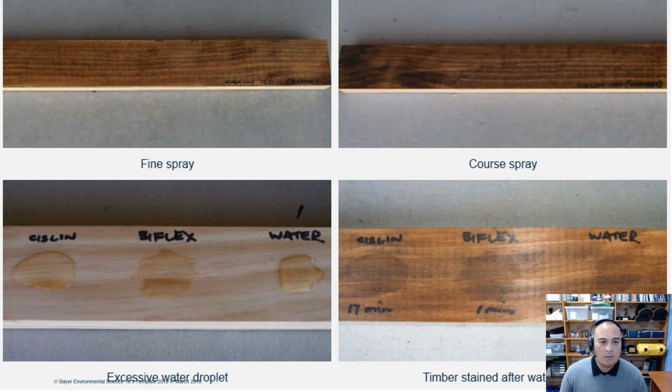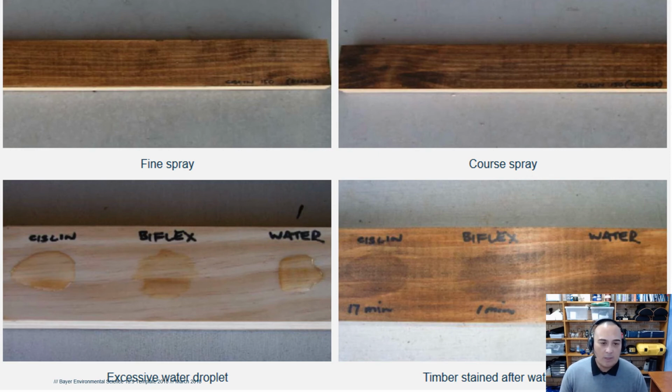So firstly, at the top left, we can see that we've sprayed this with a fine spray with Sizzlin, our suspension concentrate, and then it's been stained, and you can see some of the darkening along that piece of timber. If we have a look at the picture to the top right, we can see that where we've used a coarser spray, a more coarse nozzle, which has obviously shown a darker staining once the timber has been stained.